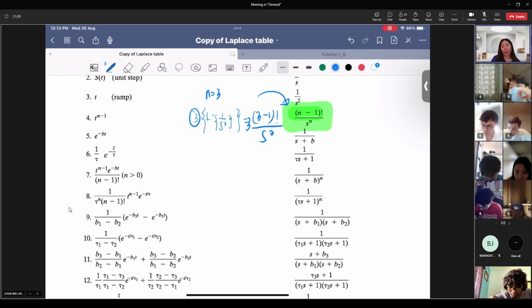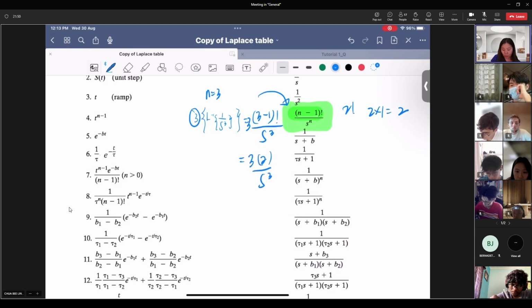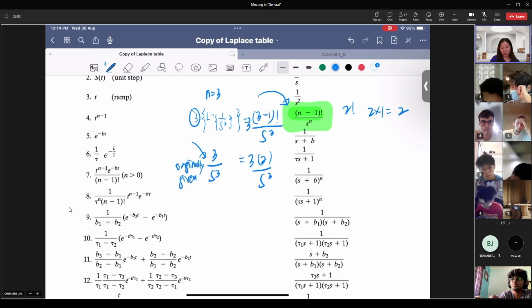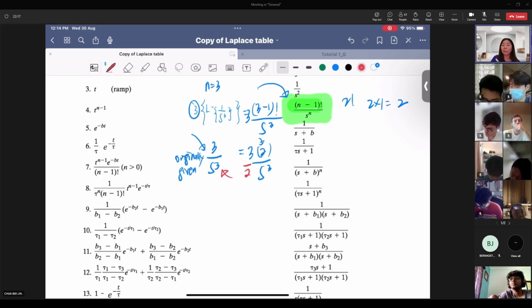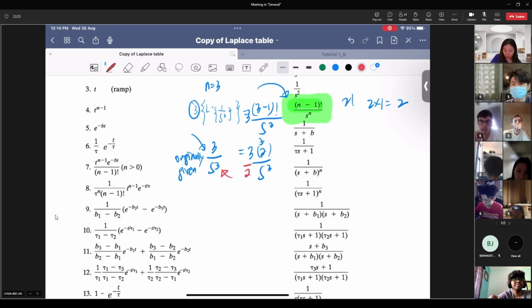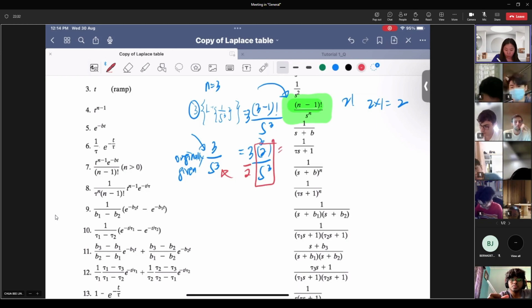Okay, so 3 minus 1 is 2. 2 factorial means 2 times 1 equals 2. So this will give you 3 and then 2, then s to 3. So originally, you only have 3 over s3. This is the originally given. So from here, you do not have the 2 based on the original question given to you. Therefore, you have to do a little bit of modification. You have to divide by 2, so that when you cancel, you will get back the one originally given to you. So based on here, you already proved that this answer will give you the answer of this.